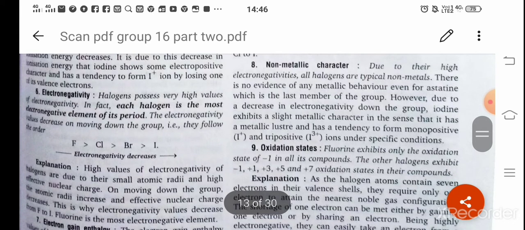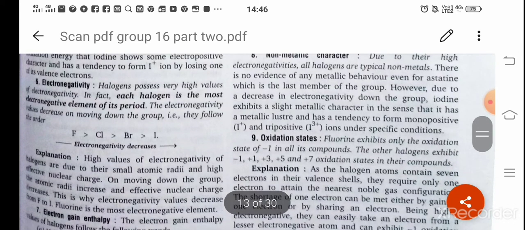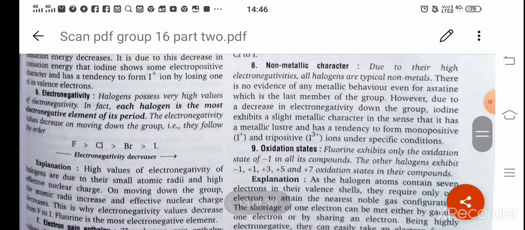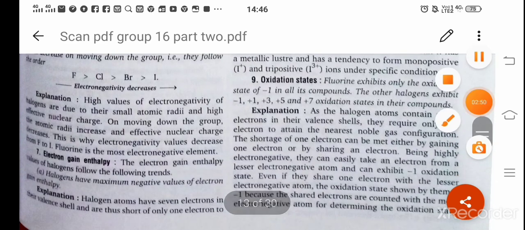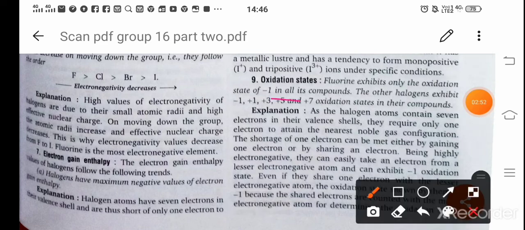Non-metallic character decreases down the group due to the increase in size. So fluorine has the highest non-metallic character. Oxidation states in group 17 range from negative to positive, -1 to +7, but fluorine shows only -1 because of its small size and highest electronegativity.